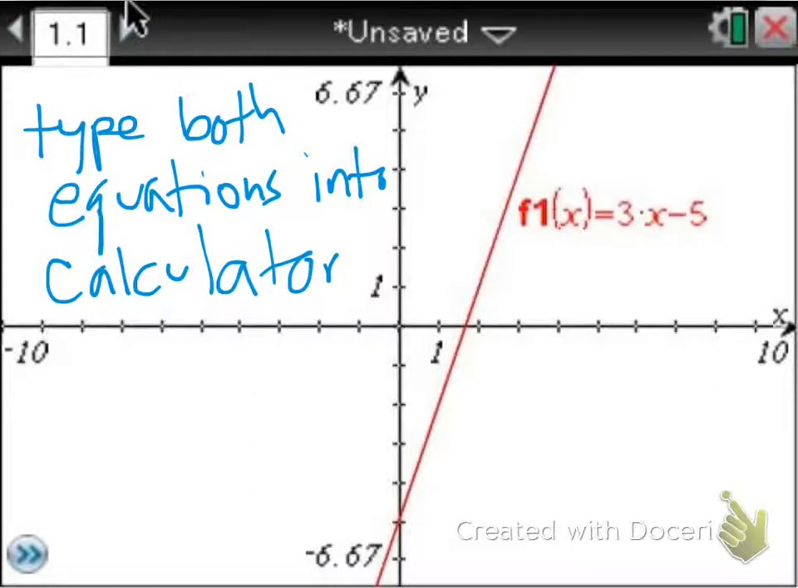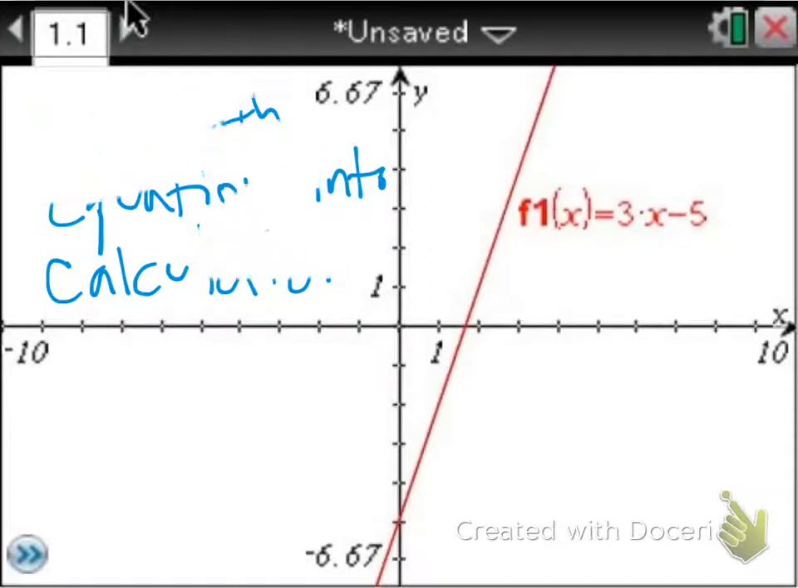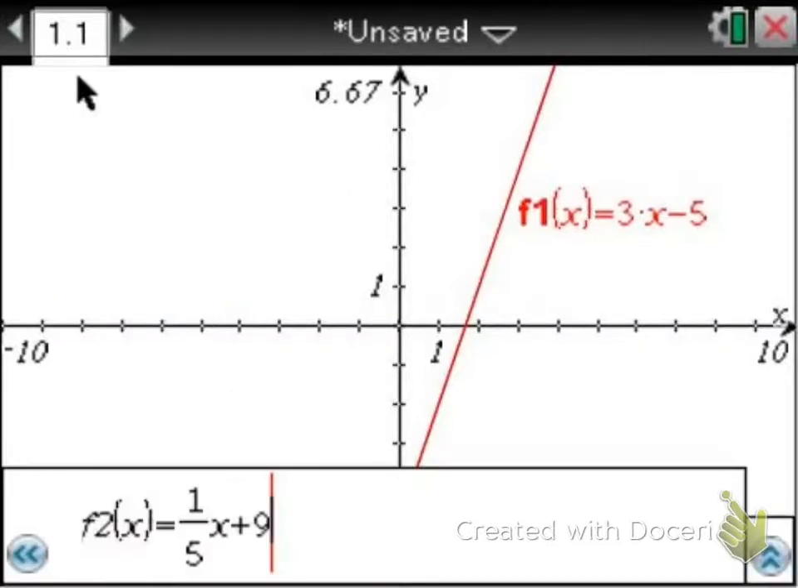You need to go to a new document, go to a graph. As soon as you do, you can type in the first equation. The first equation I'm using is 3x minus 5. I type that in, I press enter, and my screen's going to look like this. After I do that, I'm going to type in my second one. Here's my second equation.